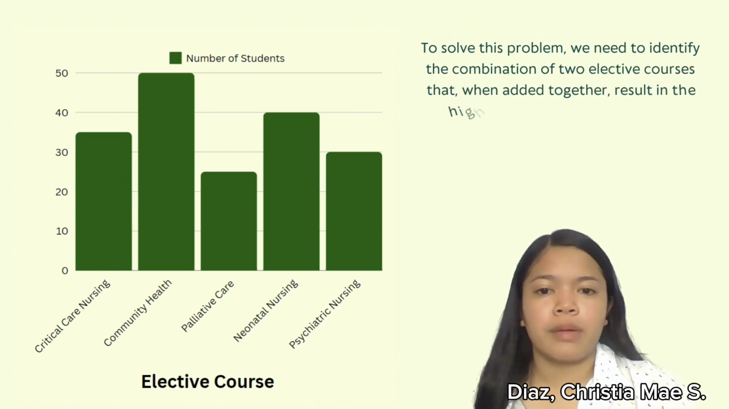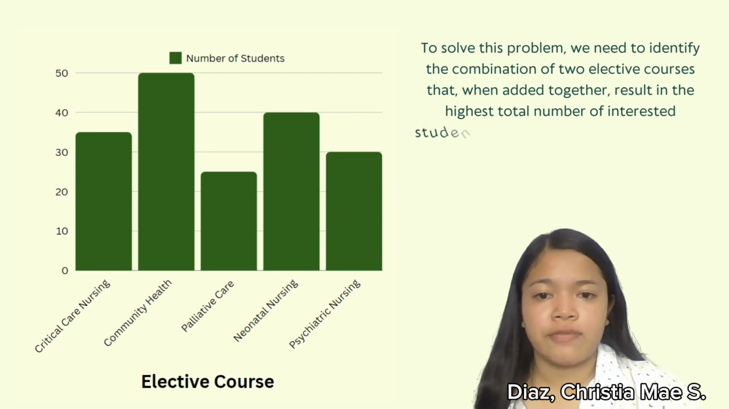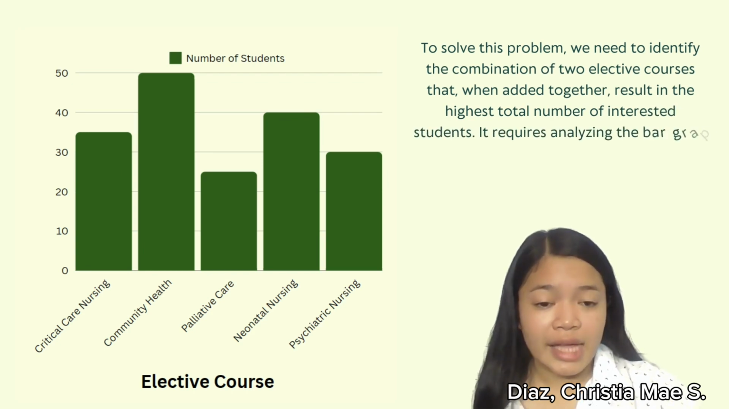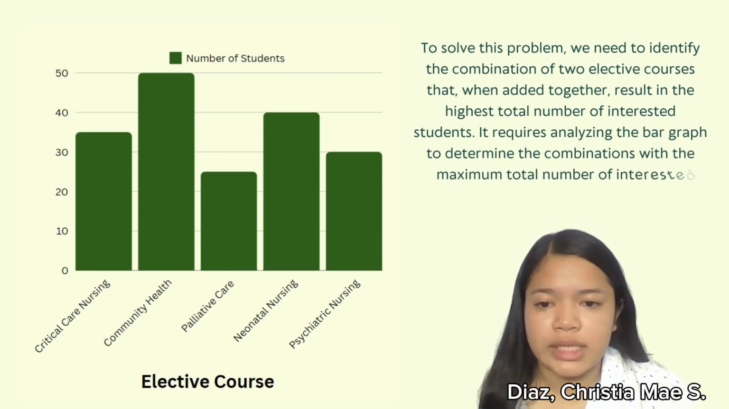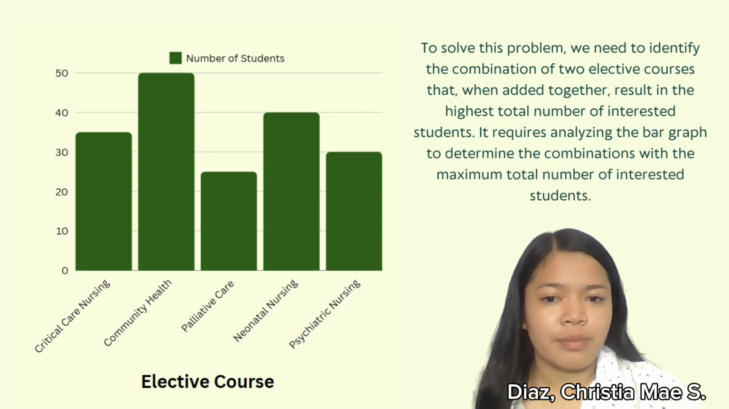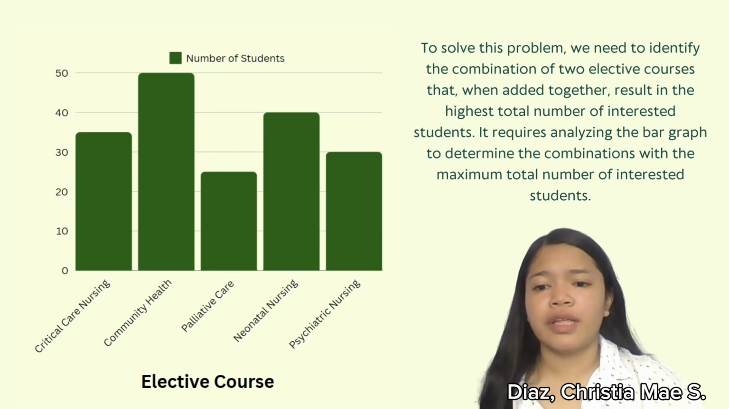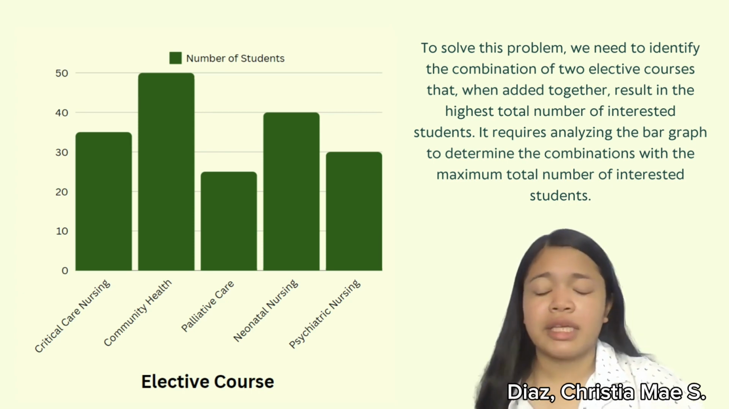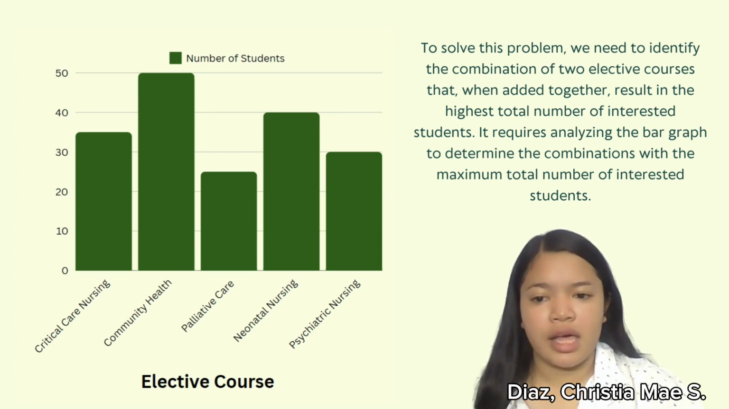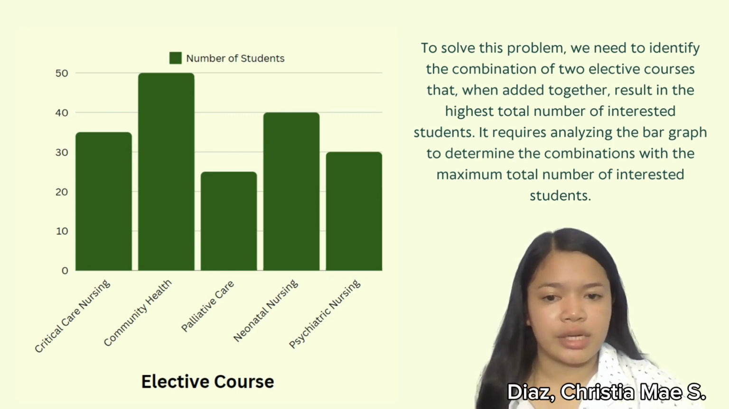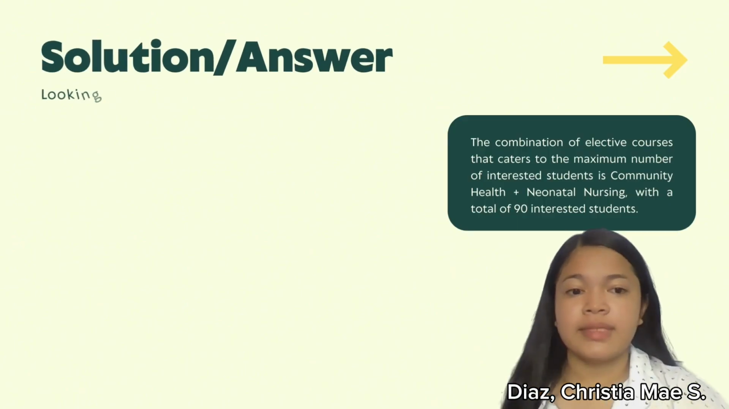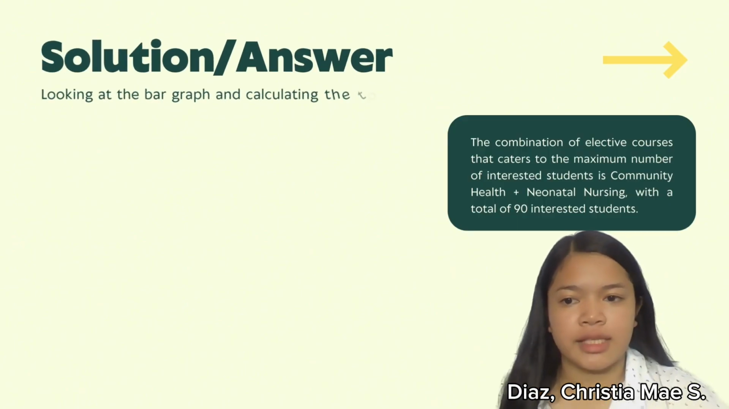To solve this problem, we need to identify the combination of 2 elective courses that, when added together, result in the highest number of interested students. It requires analyzing the bar graph to determine the combination with the maximum total number of interested students. We have different elective courses such as critical care nursing, community health, palliative care, neonatal nursing, and psychiatric nursing. Now we have here the solution and the answer.